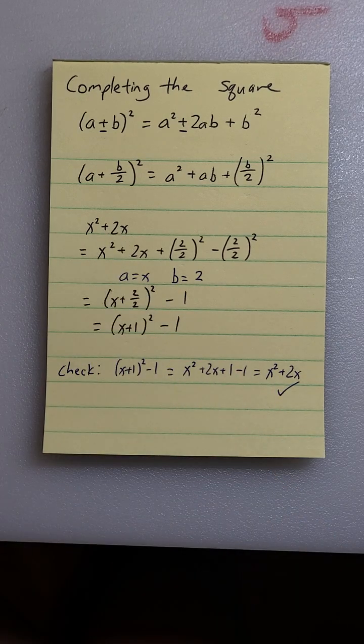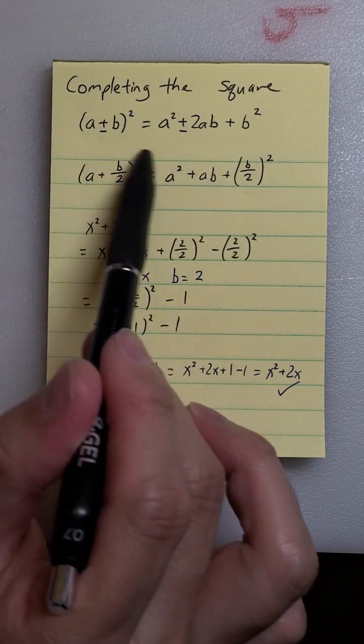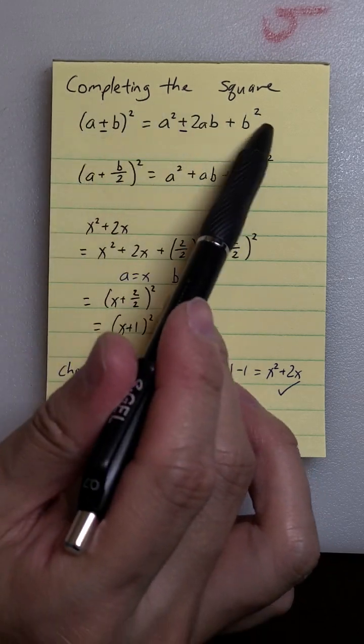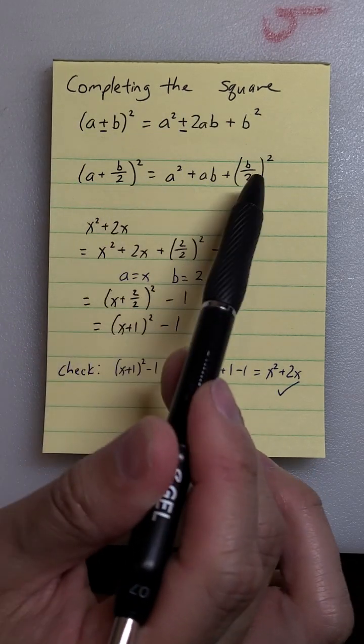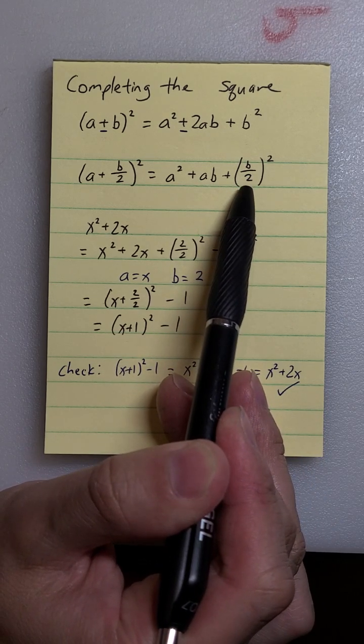Exact same thing. So once again, we're using this very well-known formula to our advantage. We just replace this b with a b over 2, and that's where that term comes from. That term that we add when we complete the square, that is where it comes from.